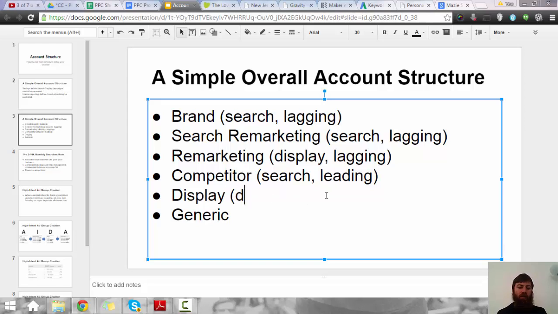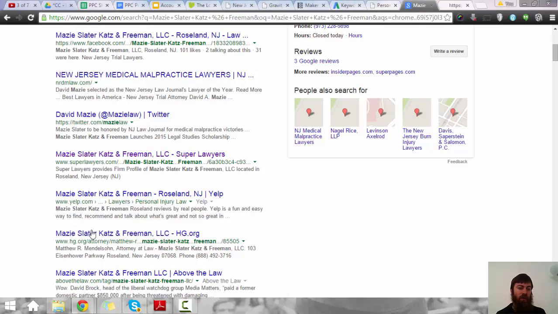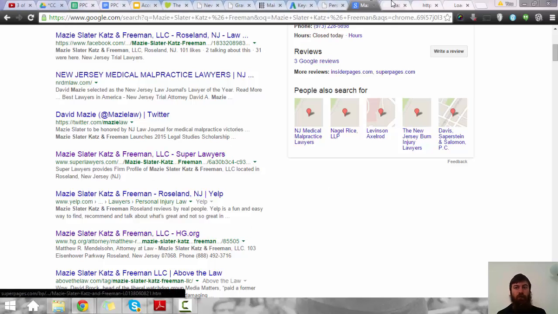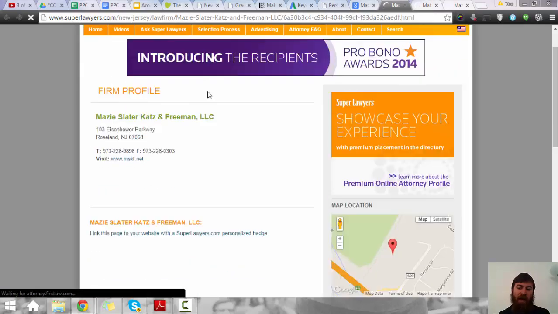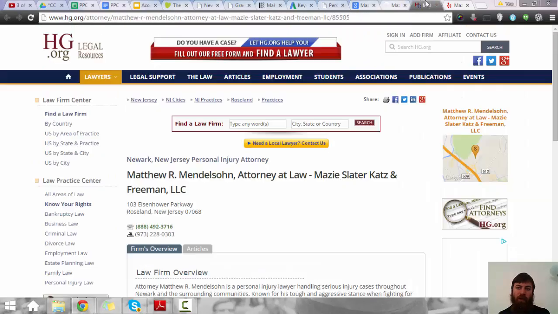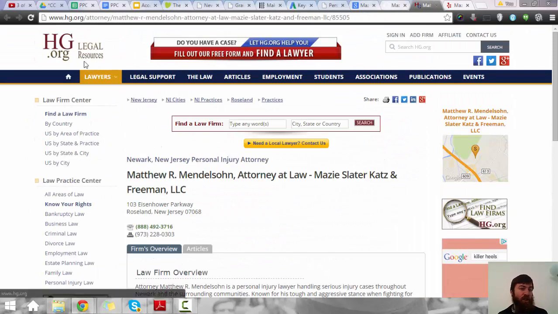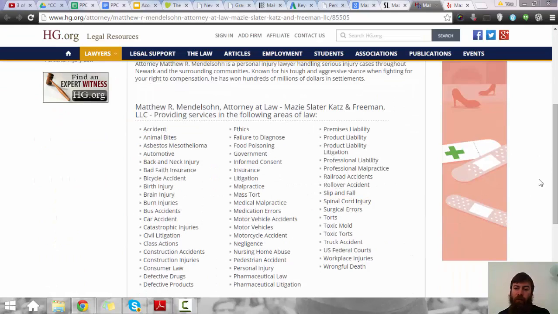Display. Obviously, I just named the campaign display, but this is also a leading factor for marketing. Display advertising would be, for instance, if we went to superlawyers.com. We'll notice this is a site that has banner ads on it. Just for instance, so does hg.org. We'll see there are people looking at reviews of this law firm.